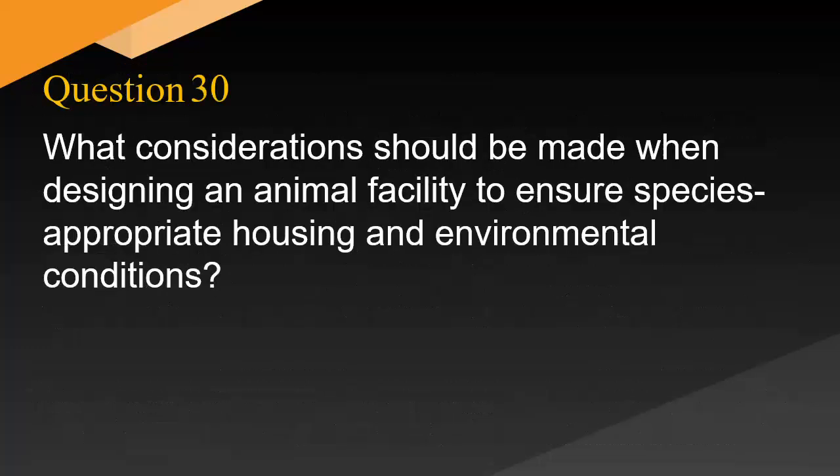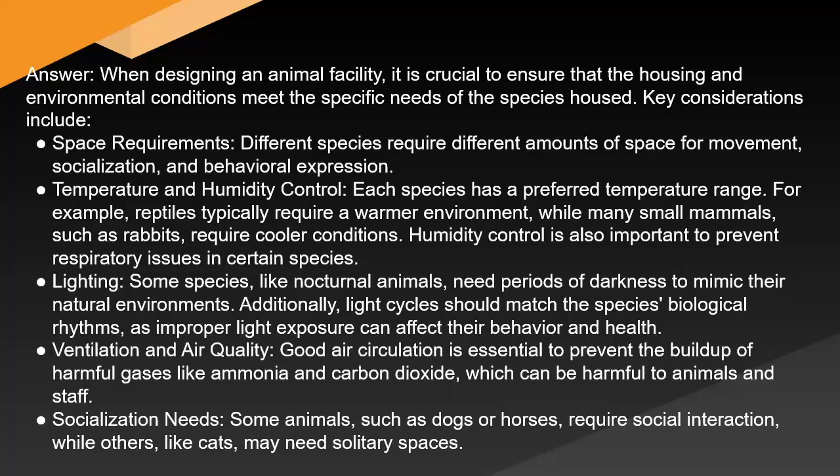What considerations should be made when designing an animal facility to ensure species-appropriate housing and environmental conditions? Answer: when designing an animal facility, it is crucial to ensure that the housing and environmental conditions meet the specific needs of the species housed. Key considerations include space requirements. Different species require different amounts of space for movement, socialization, and behavioral expression. Temperature and humidity control. Each species has a preferred temperature range. For example, reptiles typically require a warmer environment, while many small mammals, such as rabbits, require cooler conditions.